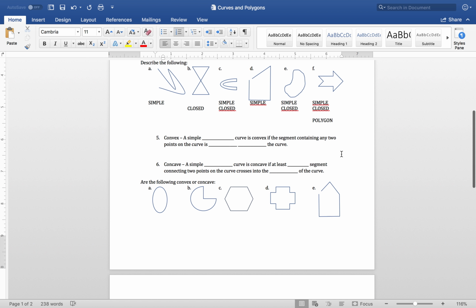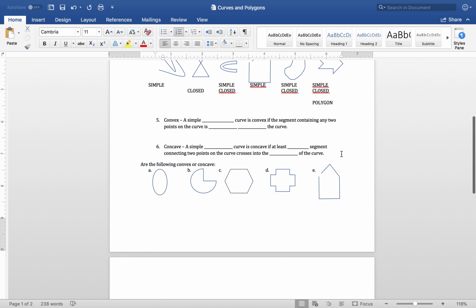Another way we can classify shapes is calling them convex or concave. A convex shape is a simple closed curve. It's convex if the segment containing any 2 points on the curve is contained in the curve. It's a little bit easier to look at than to write out as a definition. Think about making a line segment go across this oval. That line segment would be inside my shape, so we call it convex.